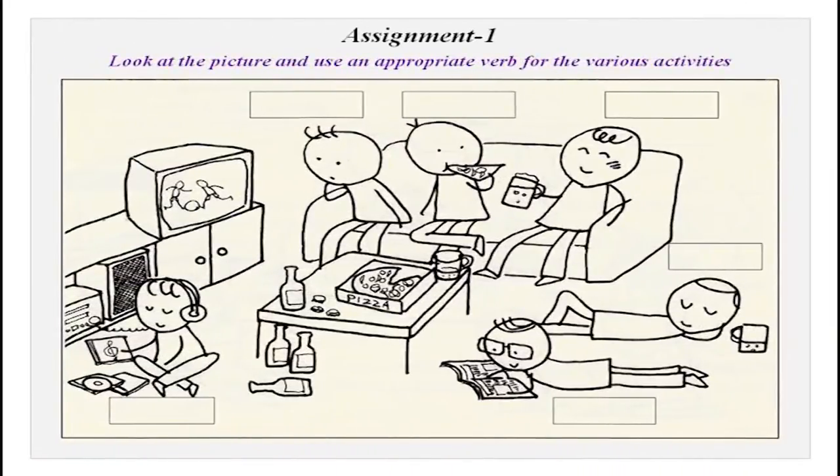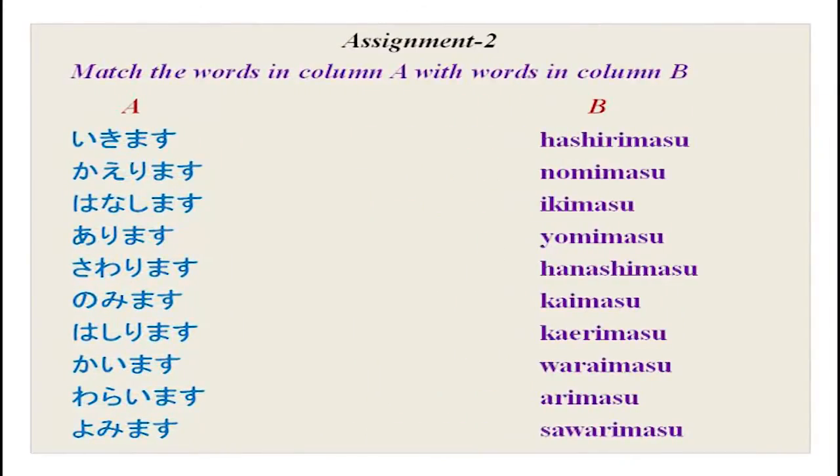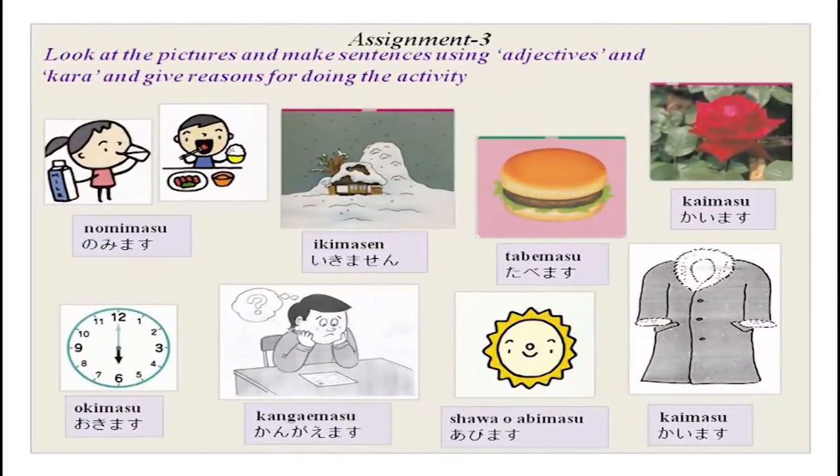Now your time begins. My time is over. Your time starts now. You have to do all the assignments at home. There are lots of them for you. So well, look at the picture and tell what they are saying is one. Then we have match the columns A and B. Then look at the picture and make sentences using adjectives and give reasons for doing the activity. For example, you can say Mirku wa oishii desu kara nomimasu. So you can try like this.